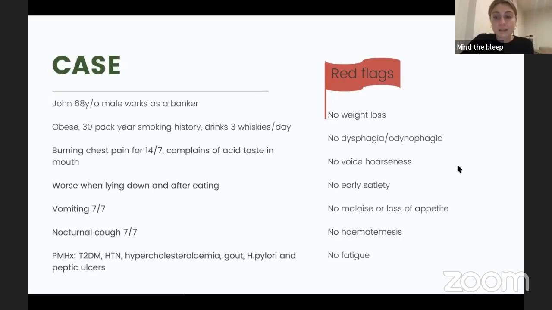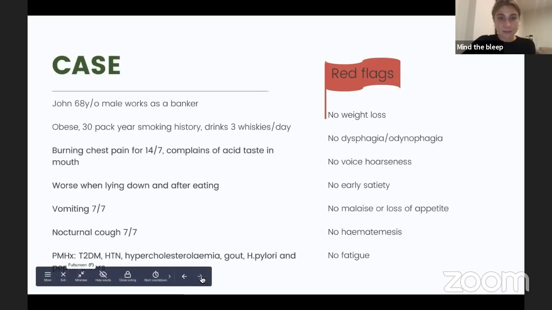In this case, the red flag symptoms would be weight loss, dysphagia, so new inability to swallow, or odynophagia, pain on swallowing, voice hoarseness, early satiety, malaise or loss of appetite, hematemesis, or fatigue. So John doesn't have any of those. So we are pleased to hear that.